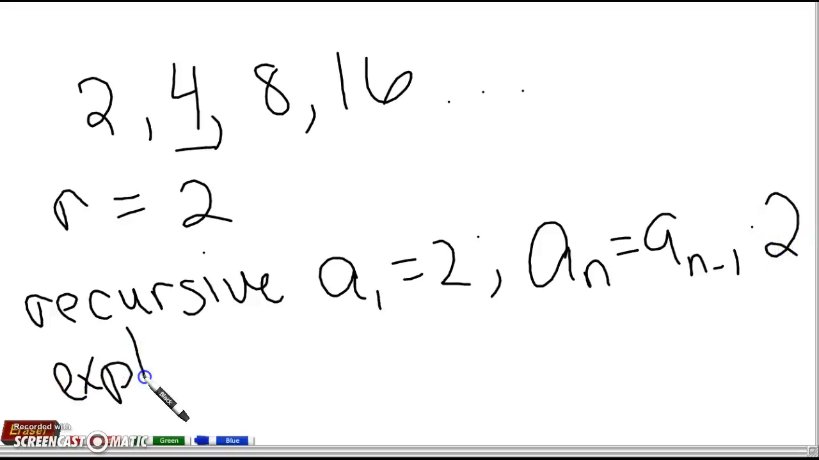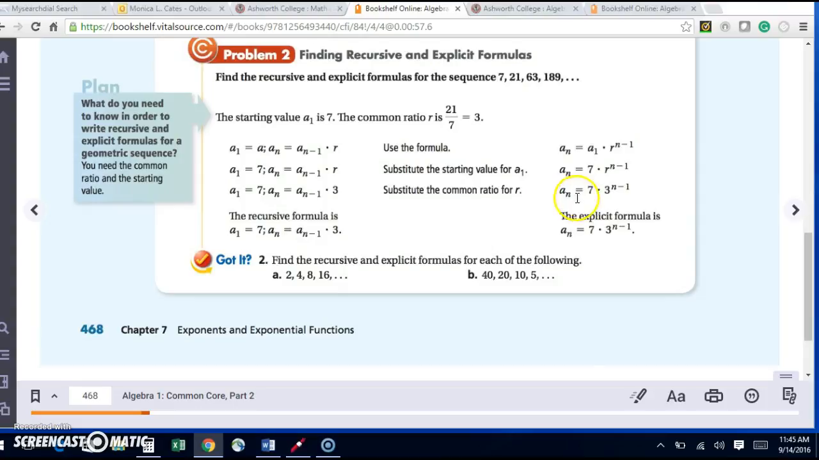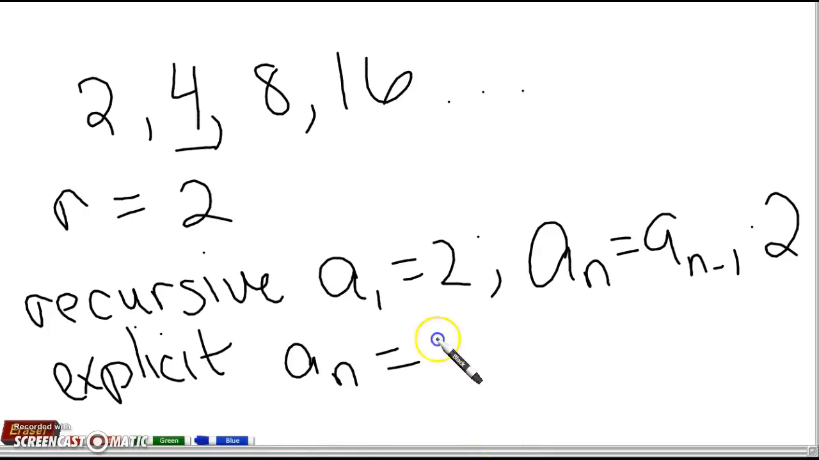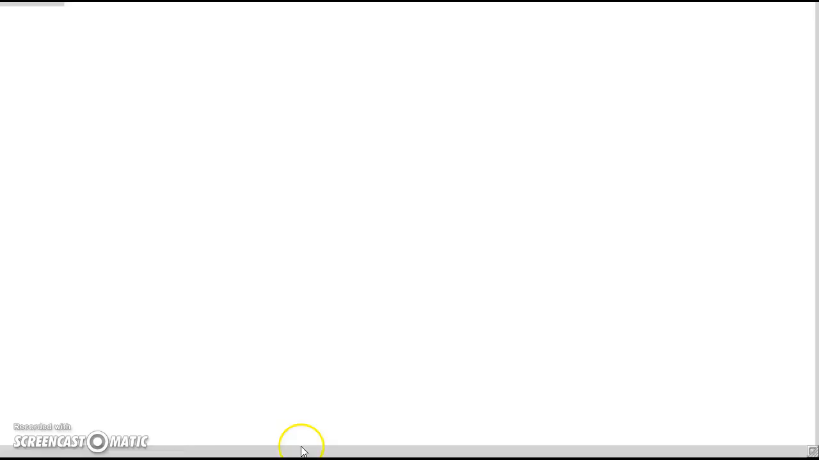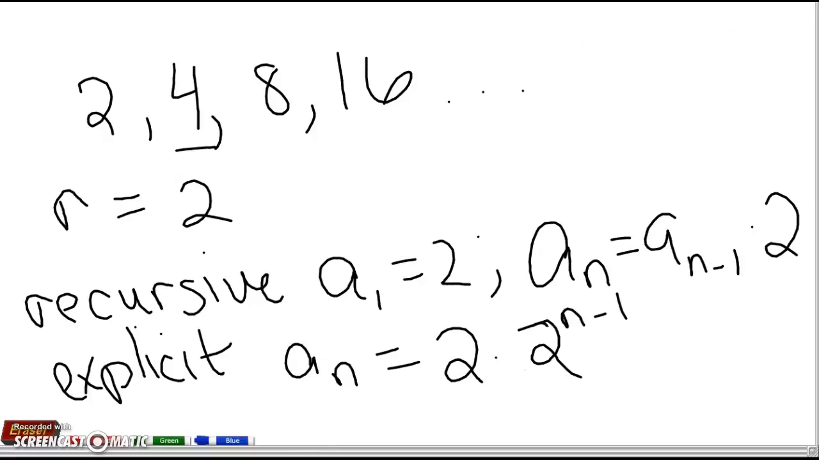My explicit, I need a sub n equals, and again, we'll look at it, a sub n equals a sub 1 times r to the n minus 1. So my first term is 2 times my r term, which is 2 again, and I have n minus 1. And as you can see, it's the same thing. So I hope that this helps.